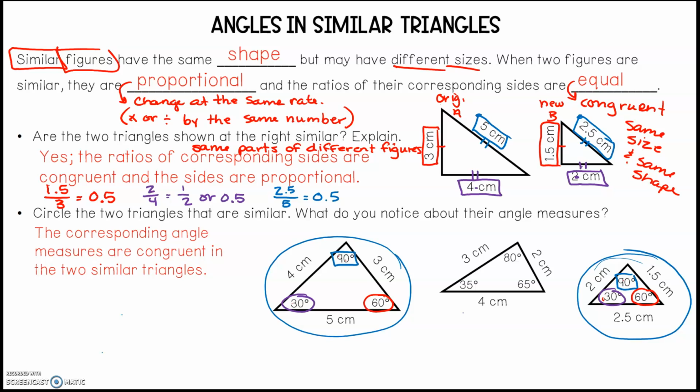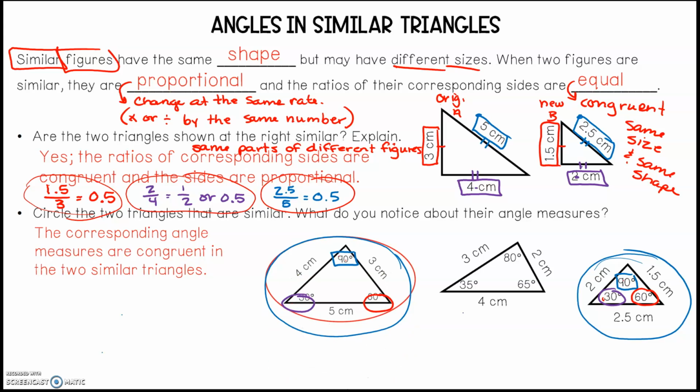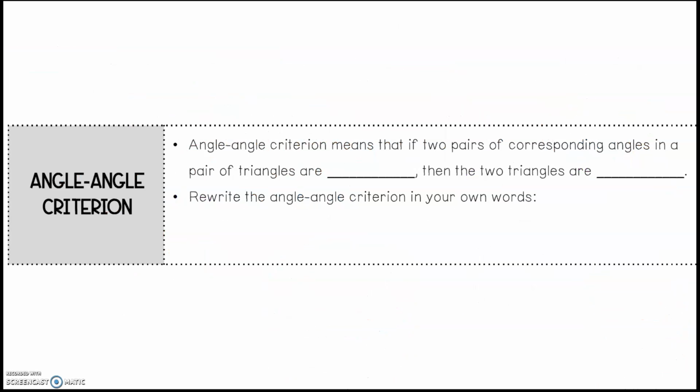When you have similar triangles, then you can use the proportions of the side lengths like we did up here to find the missing side lengths of triangles. Only when triangles are similar can we do that. Okay, so on the next page, that's what we're saying.